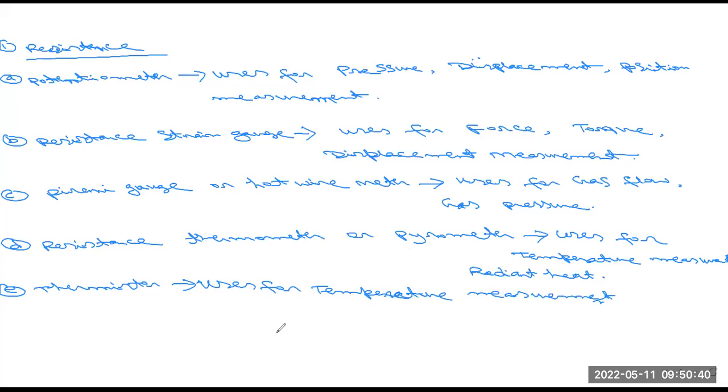Okay, so what is the basic principle of this thermistor? It also uses the variation of resistance. You have to use a certain type of metal or metal oxide, and its resistance changes with the different temperature. Okay, next.